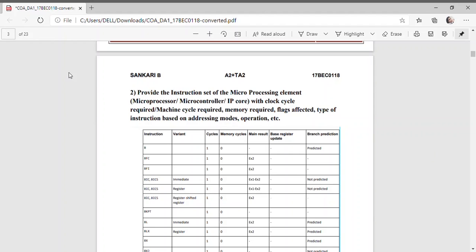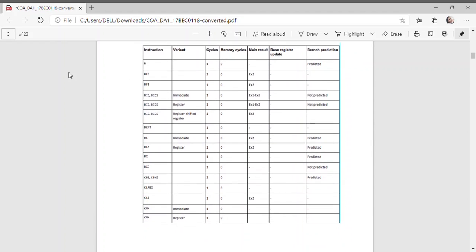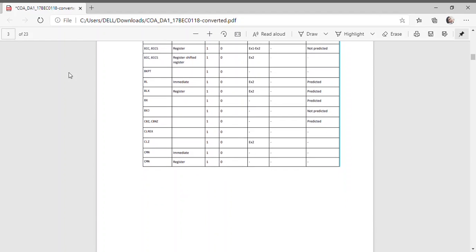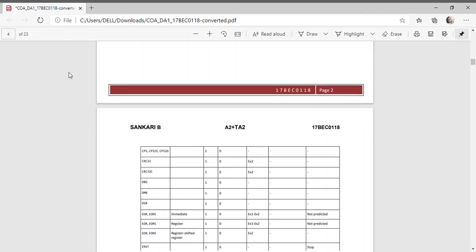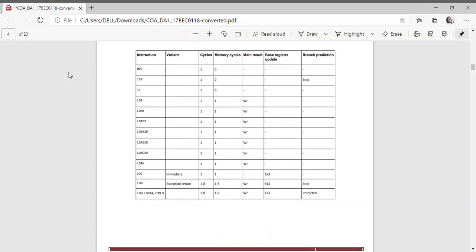So moving on to the second question, provide the instruction set of the microprocessing element with clock cycle required, machine cycle required, memory required, flags affected, type of instructions based on addressing mode, operation, etc. So here I have made a tabulation of all the important instruction sets that I gathered from the instruction set manual of this microcontroller. As you can see, I did this in Microsoft Word.